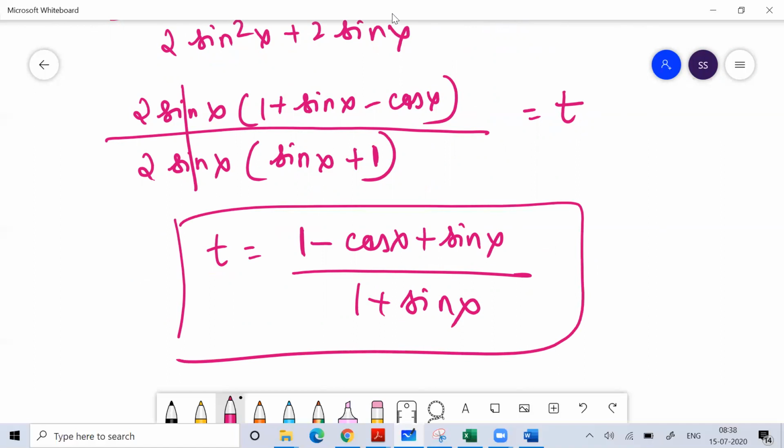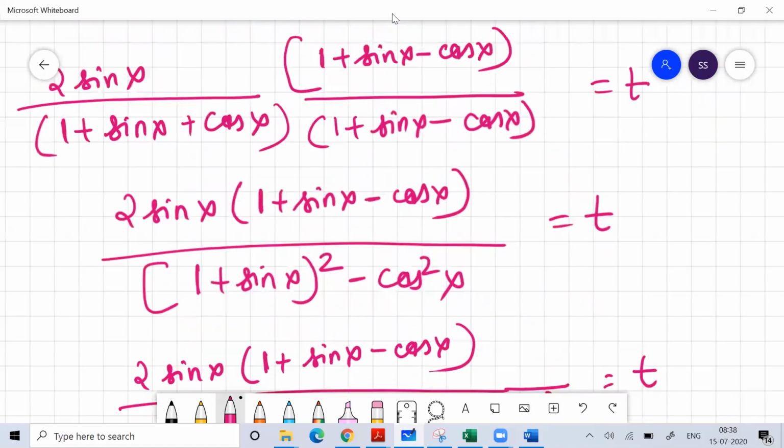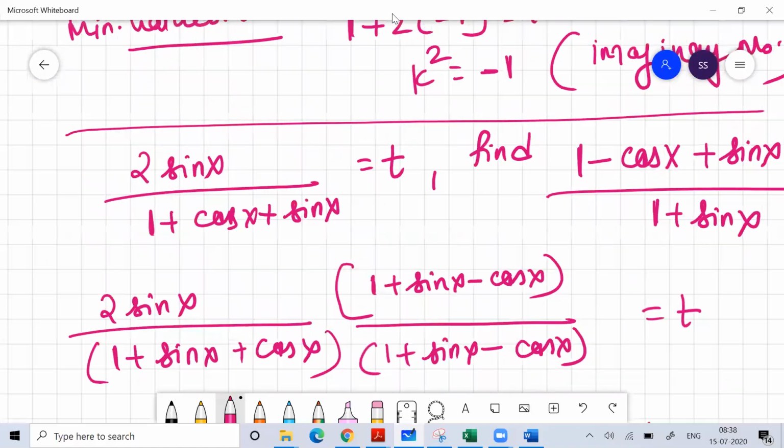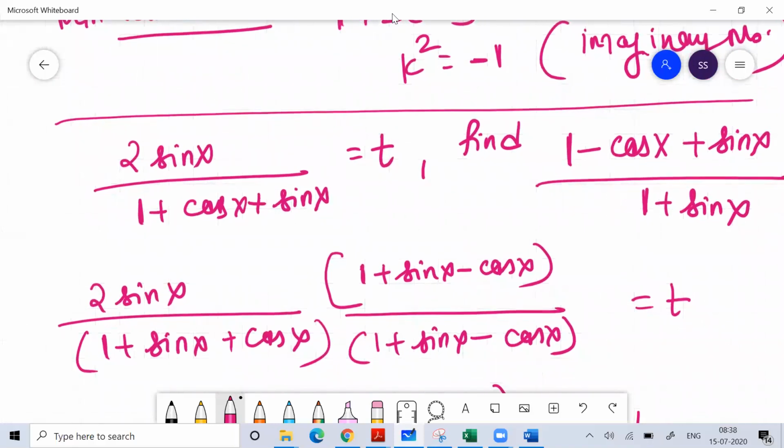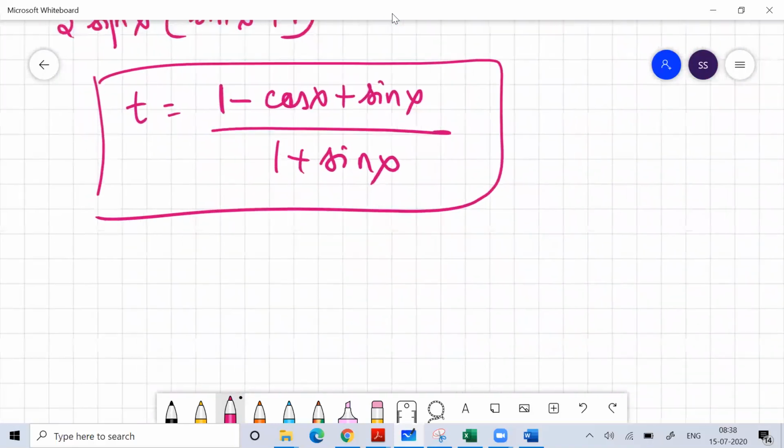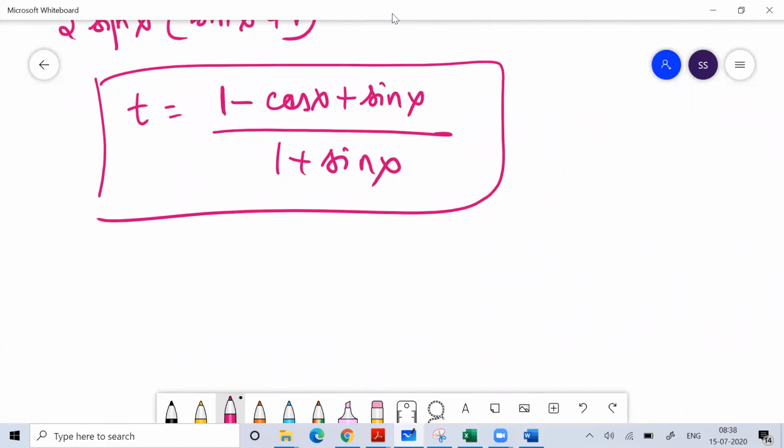This was supposed to be found: 1 minus cos x plus sin x divided by 1 plus sin x. This is what you have to find. So this value is equal to t. I hope this is clear with you.